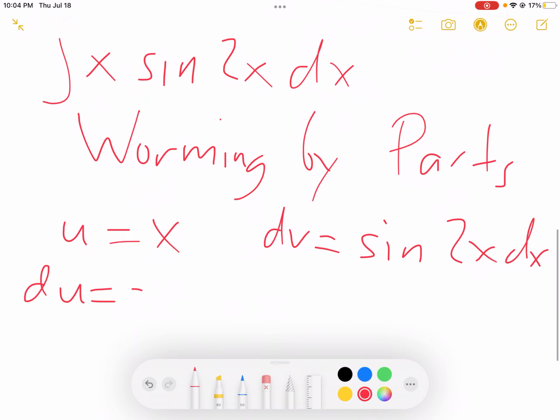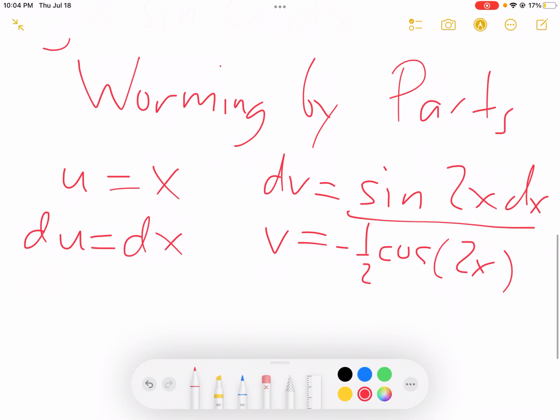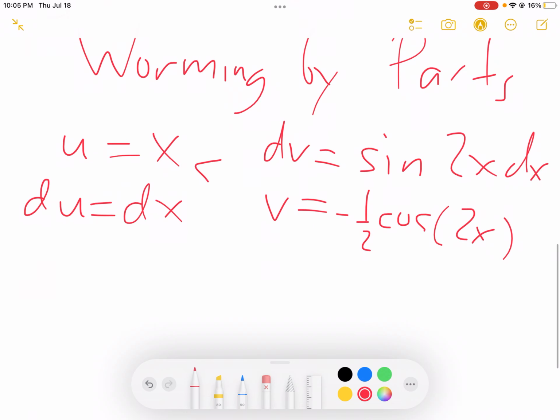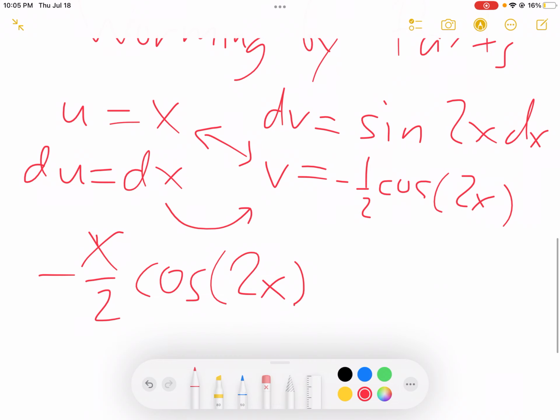Then du is equal to dx, and v is equal to the worm of this. What's the worm of sine 2x? We know that the worm of sine is going to be negative cosine, and we have a 2x here, so we're going to do negative 1/2 of cosine 2x. That's the worm of sine 2x dx. Now multiply u and v to get negative x over 2 cosine 2x, and then we're going to subtract the worm of v du. So subtract negative 1/2 cosine 2x dx.